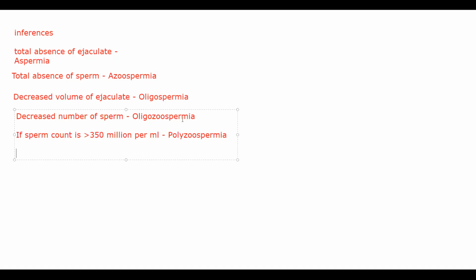Okay. Lastly, if you start seeing dead sperm cells, that will be necrospermia. So these are the inferences that you can get from performing analysis of semen. You'll check for the quantity, the morphology, the number of sperms, and the total amount of semen content present. You'll also check for any other abnormality that might be present in semen.